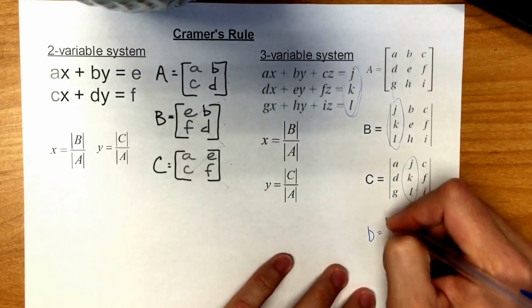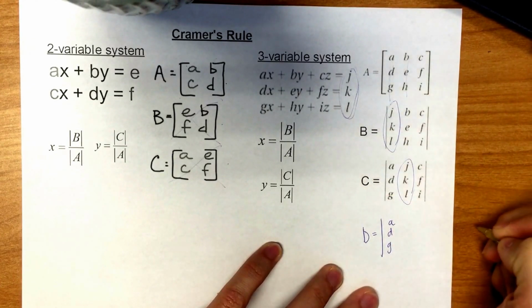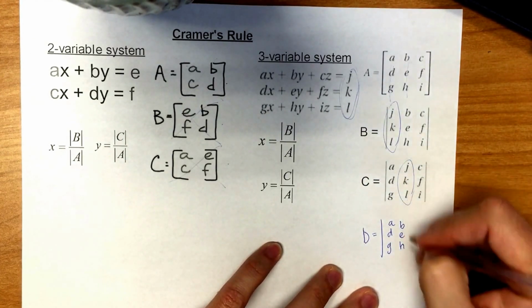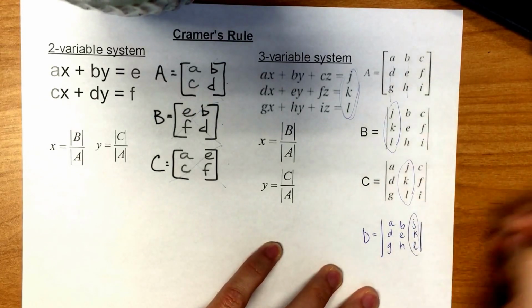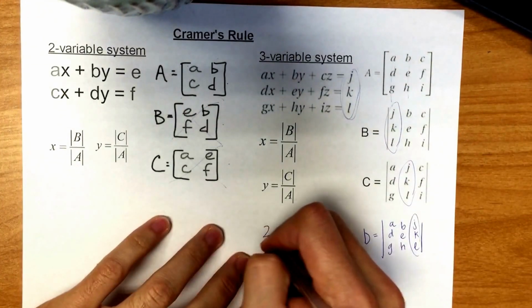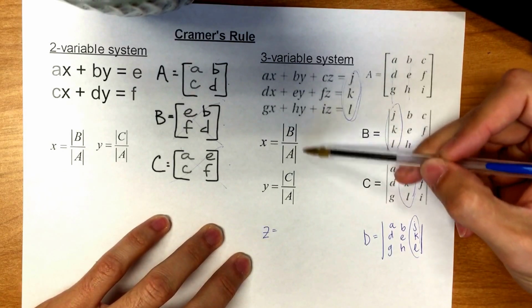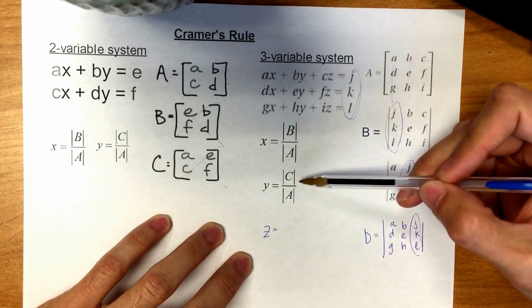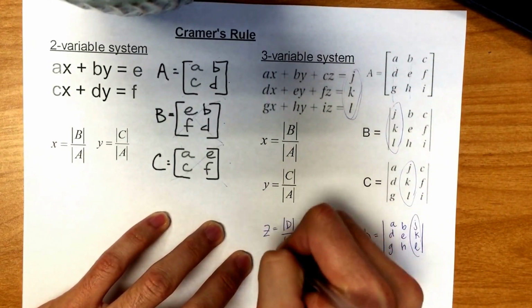When I do matrix D, it's going to be the same thing. The A, the D, and the G will stay. The B, the E, and the H will stay. And the third column becomes the J, the K, and the L. So that becomes your constants column. When I figure out my variables, I'm going to take my numbers that I find for my determinants, and I'm going to divide them. X again is B over A, Y is C over A. When I do Z, it's going to be D over A.